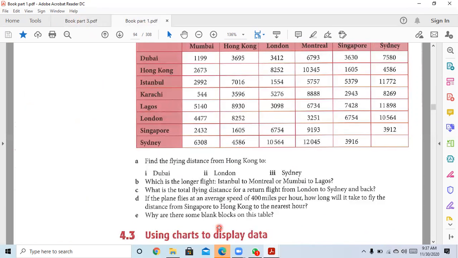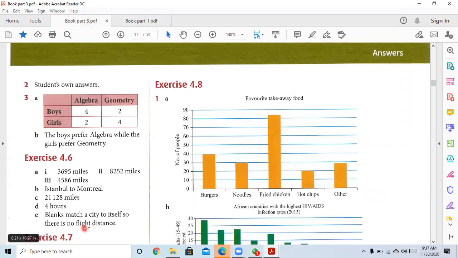Why are there some blank boxes in this table? Because these blank boxes show us that there is no flight distance, since there is no flight from there to here.